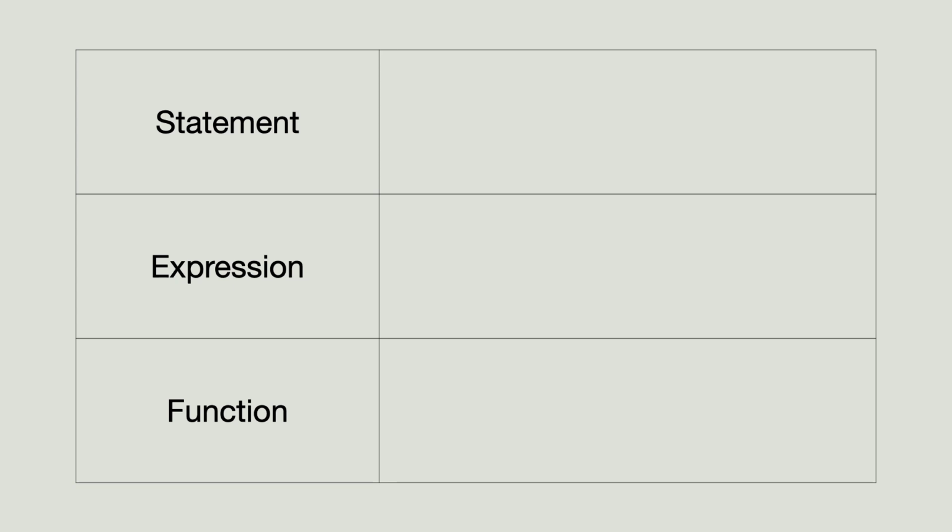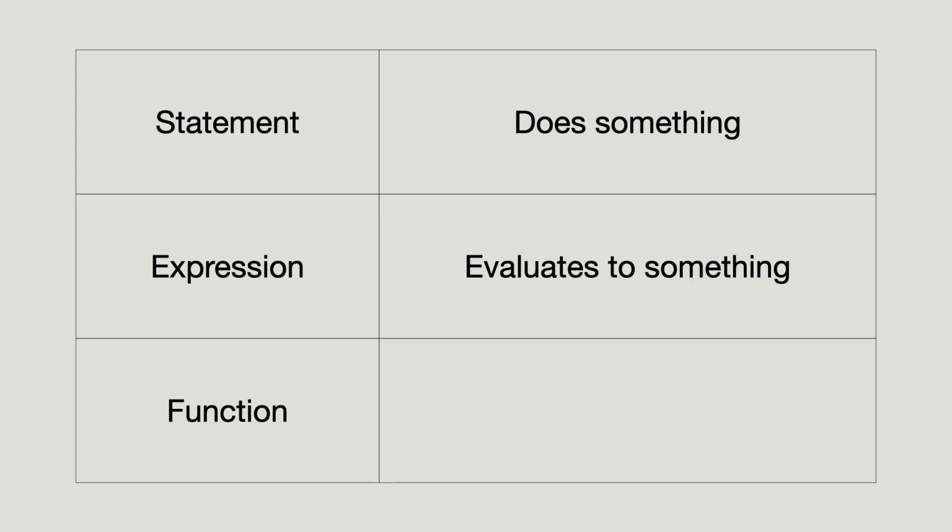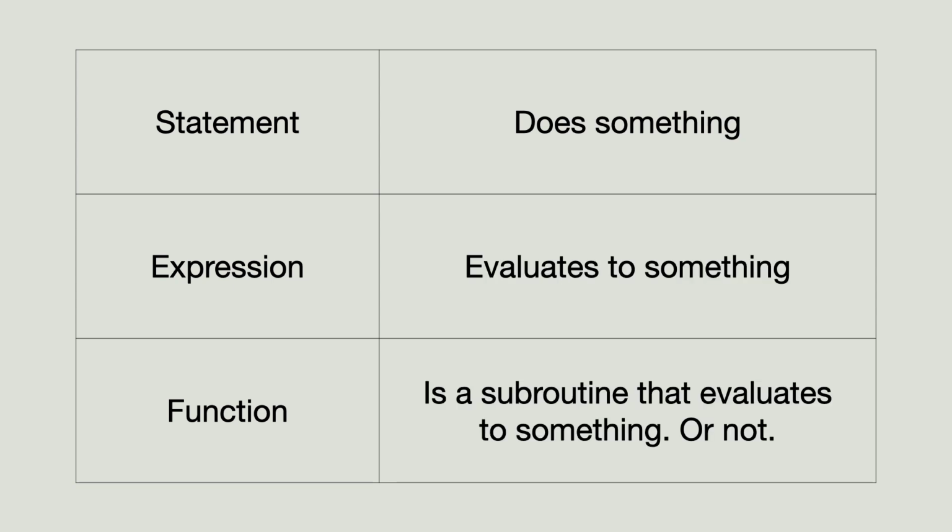The difference between statements, expressions, and functions can be explained with few words. A statement does something, an expression evaluates to something, and a function is a subroutine that can be called from multiple places in your code. It can evaluate to something, or not. But this all needs more explanation.